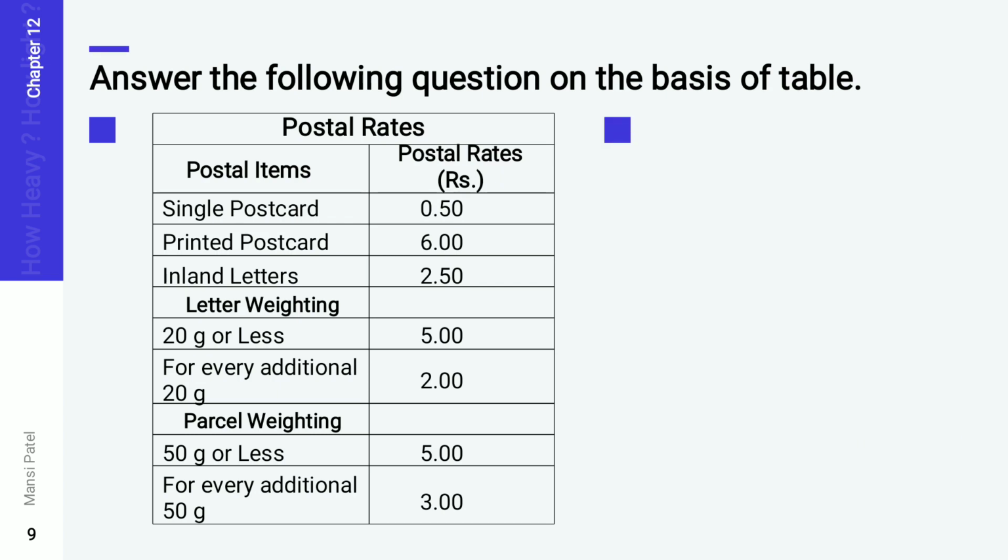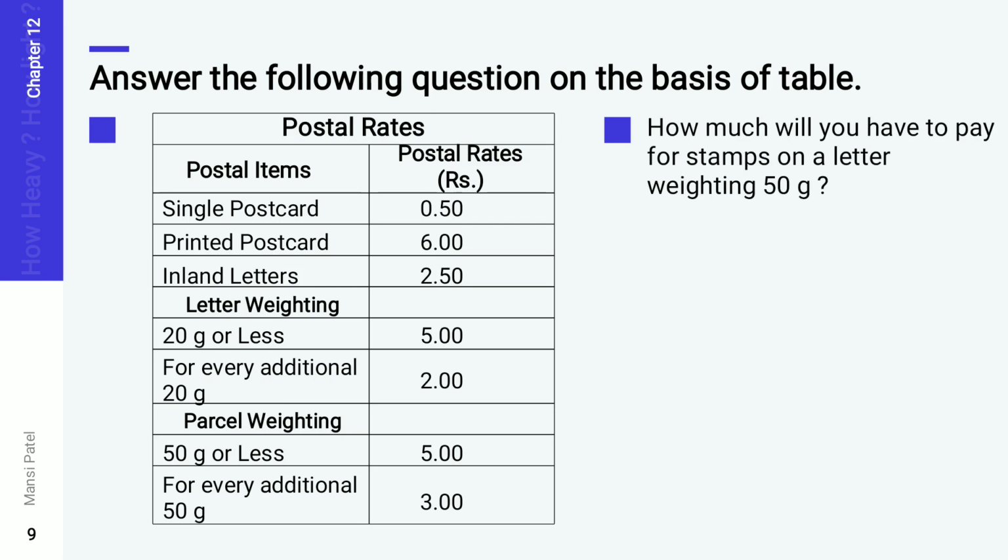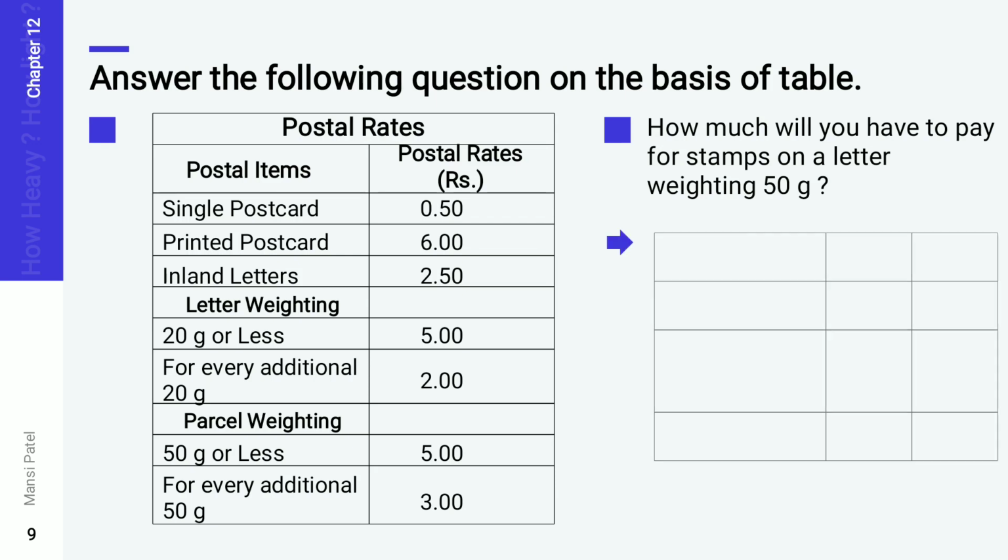Now the next question is, in this you have to find out how much you will have to pay for the stamp on a letter weighing 50 gram. See here, you have to find out the cost for the letter whose weight is 50 gram. So again the same thing, you have to make one table, one side rupees and the other paise. So first you have to write down the cost for 20 gram only. Okay, so it's 5 rupees.